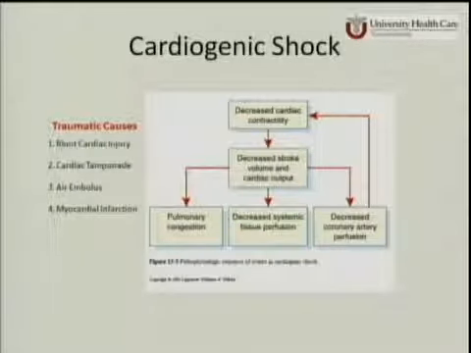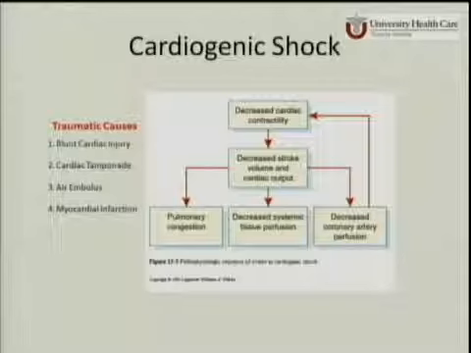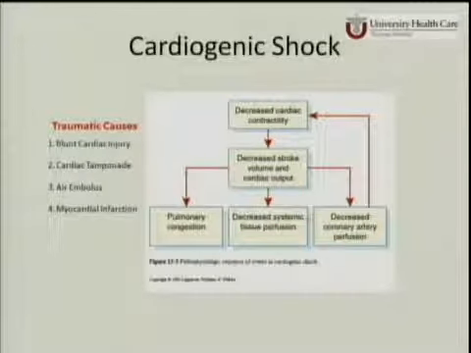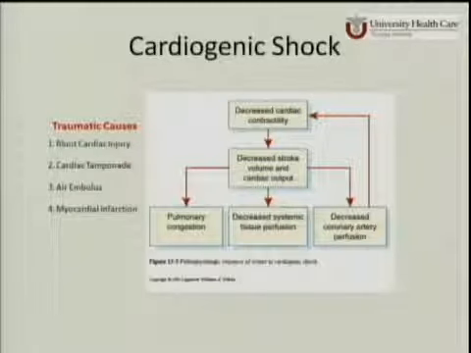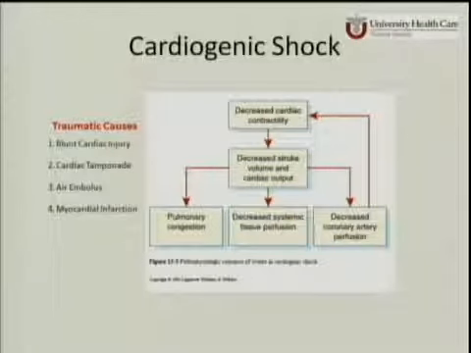So once again, you're at the point where you're not getting the nutrients and the oxygen to the cells that need it. And then you can also get a decreased coronary artery perfusion. So if your heart isn't working well and your coronary arteries aren't getting blood, then your heart is going to work even worse, and you can end up with, if they haven't already had an MI, basically an ischemic heart once again. So that's the basic pathophysiology behind cardiogenic shock.